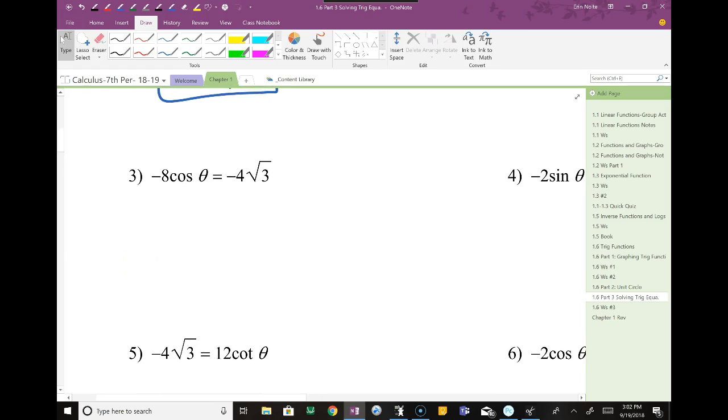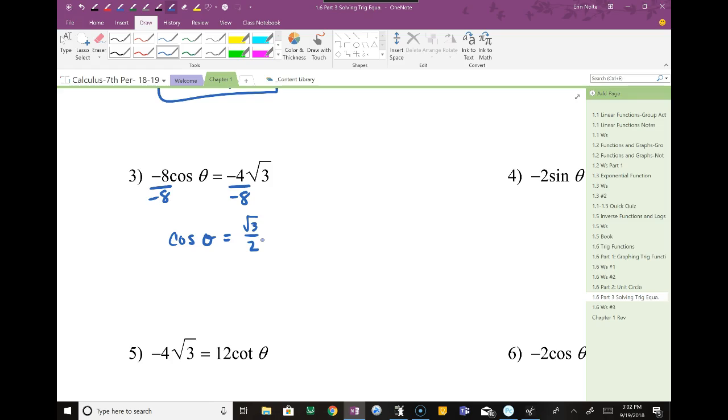So you tell me, what do I do first for question number 3? Good. So I'm going to start by dividing by -8. So I end up with the cosine of theta is equal to what? We got a negative over negative, those cancel. We end up with a square root of 3 over 2. Perfect. Everybody get there? The negative over negative turns to the positive, and then the 4/8 reduces to 1. Yeah, it would just be a negative.